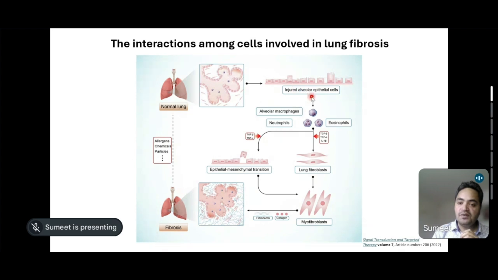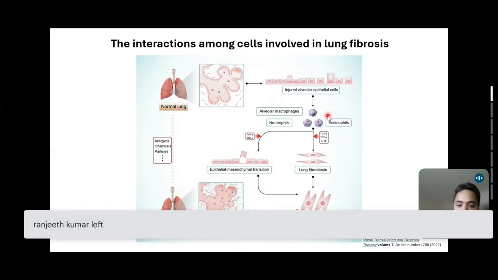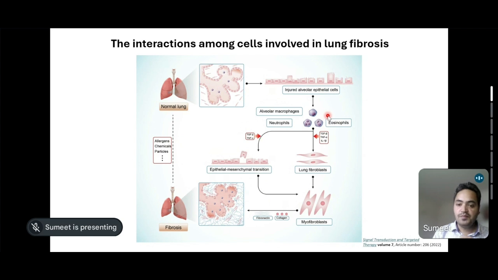When there are injured alveolar epithelial cells, this actually results in activation of the immune system. So you have alveolar macrophages, neutrophils, eosinophils, which actually are activated because of the injury. And they release a lot of cytokines which promote the myofibroblast formation. So TGF beta, which you can see here, and some inflammatory cytokines like TNF alpha, IL-1 beta, and they can affect the lung fibroblasts. So these are the resident fibroblasts, which you could see here. And these lung fibroblasts differentiate into myofibroblasts, and these myofibroblasts secrete a lot of fibronectin and collagen.